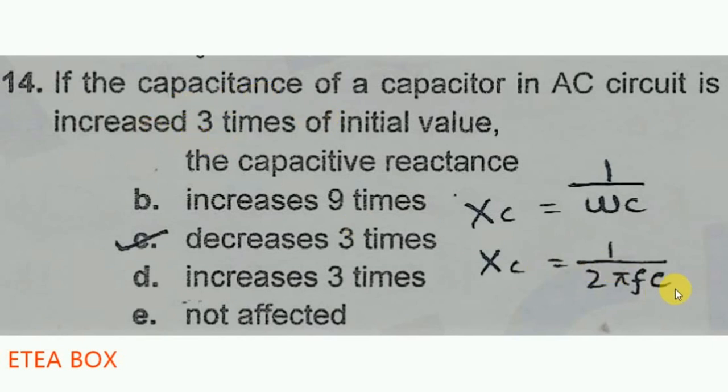Now when we increase the capacitance 3 times, the capacitive reactance will decrease 3 times, because this is an inverse relation. The capacitive reactance has an inverse relation with the capacitance. So when the capacitance increases 3 times, the capacitive reactance will decrease 3 times. So option C is the correct one here.